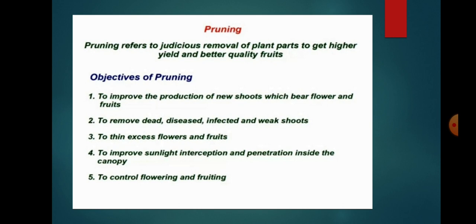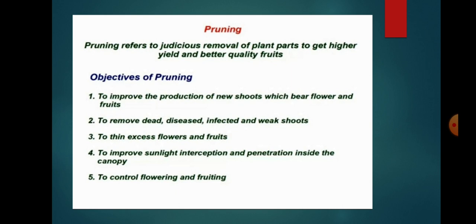Next, to improve sunlight interception and penetration inside the canopy. To improve sunlight interception means the fall of sunlight on each stem and penetration inside the canopy. If the canopy is large and not trained and pruned, the lower branches will not get sunlight, so they become unproductive.